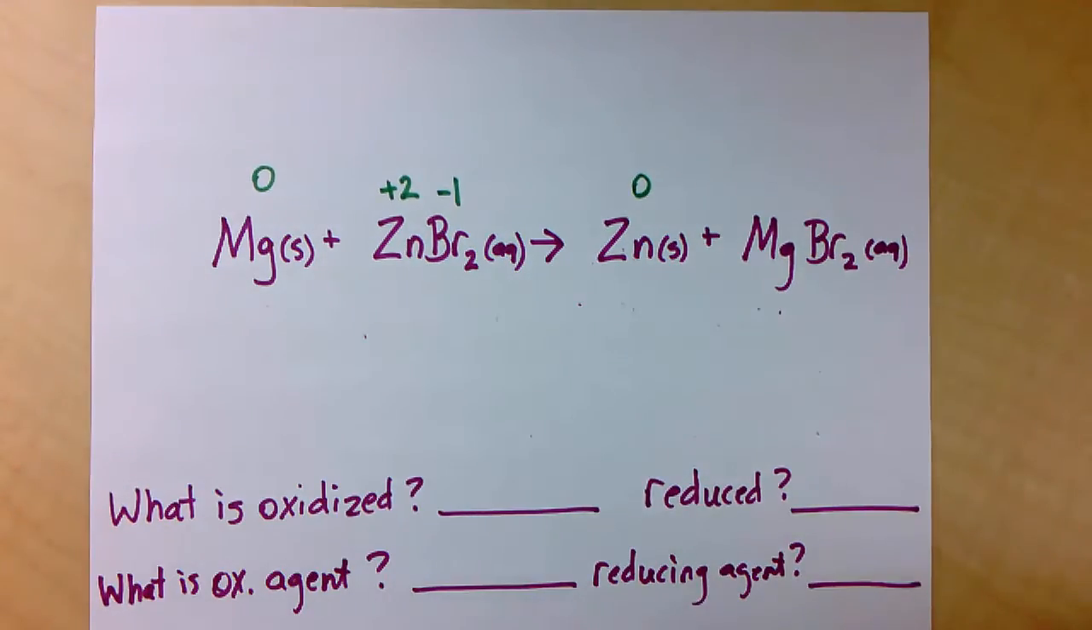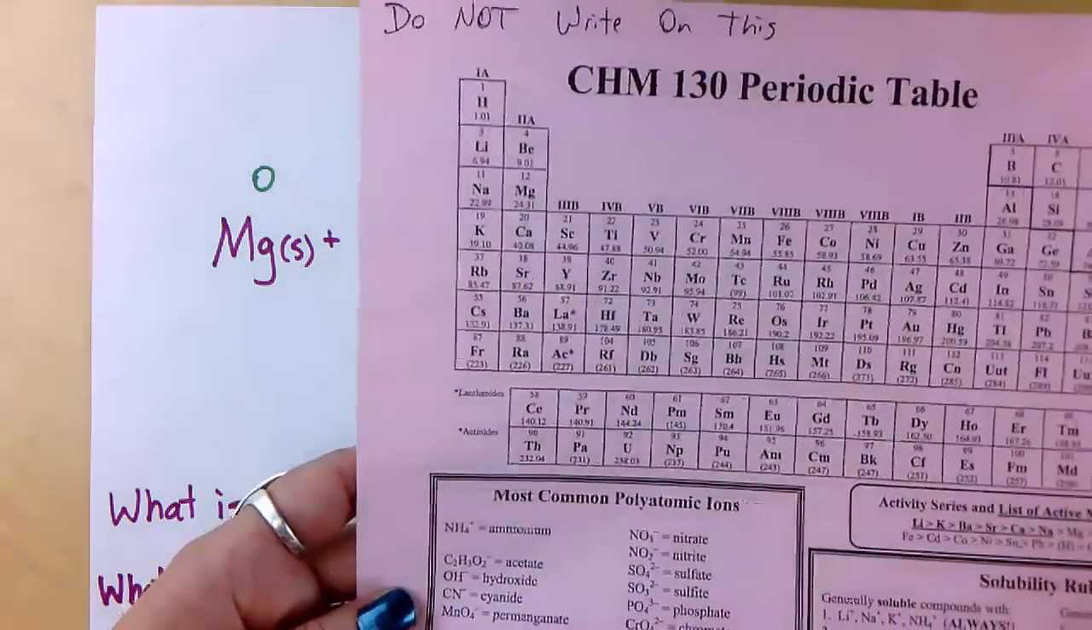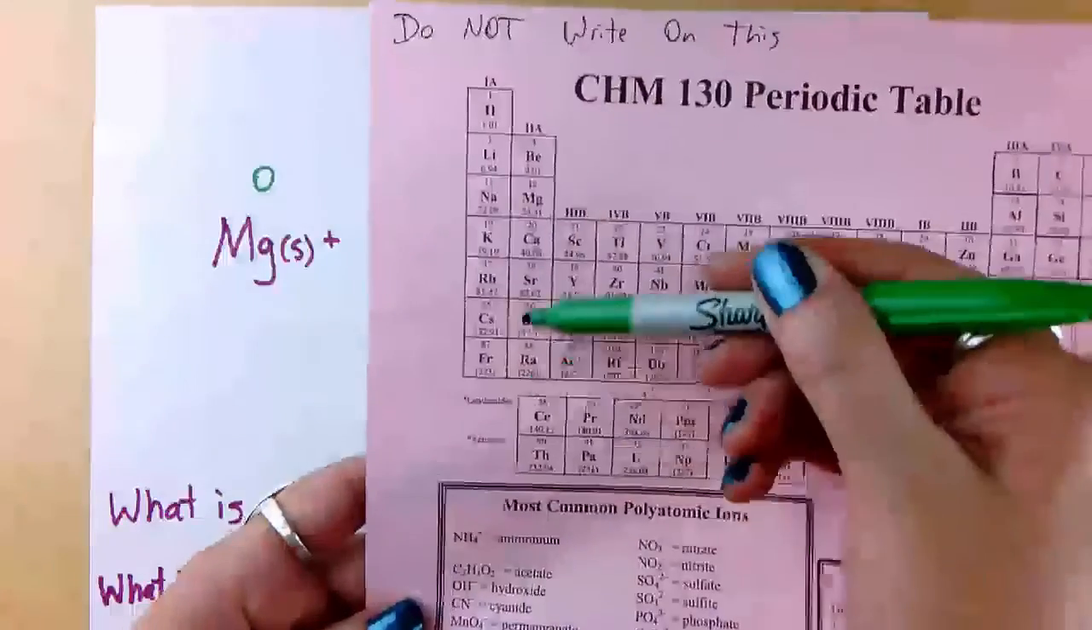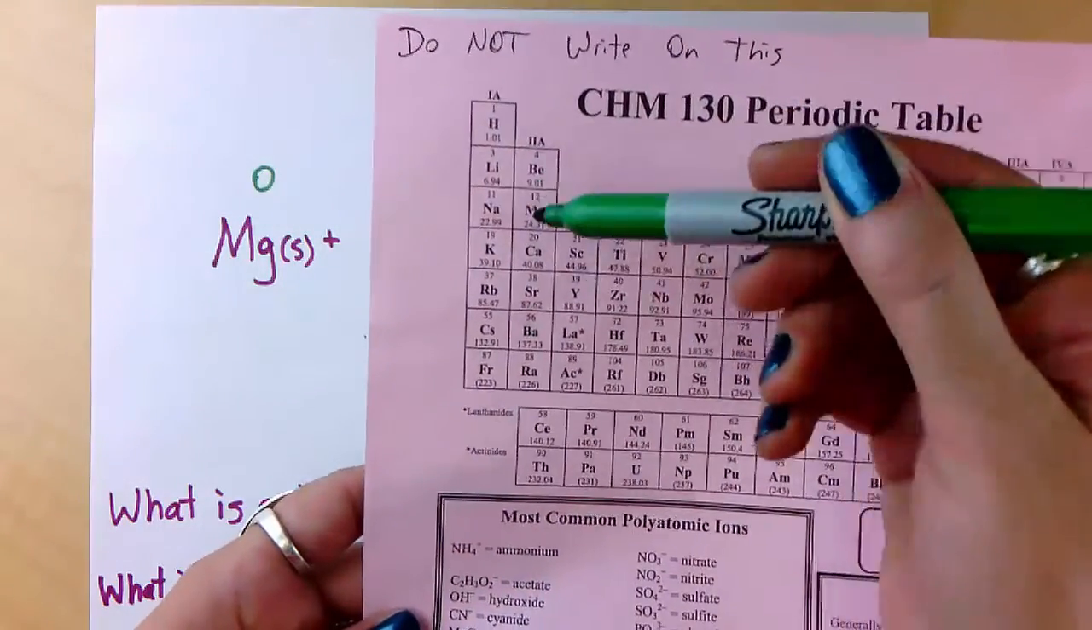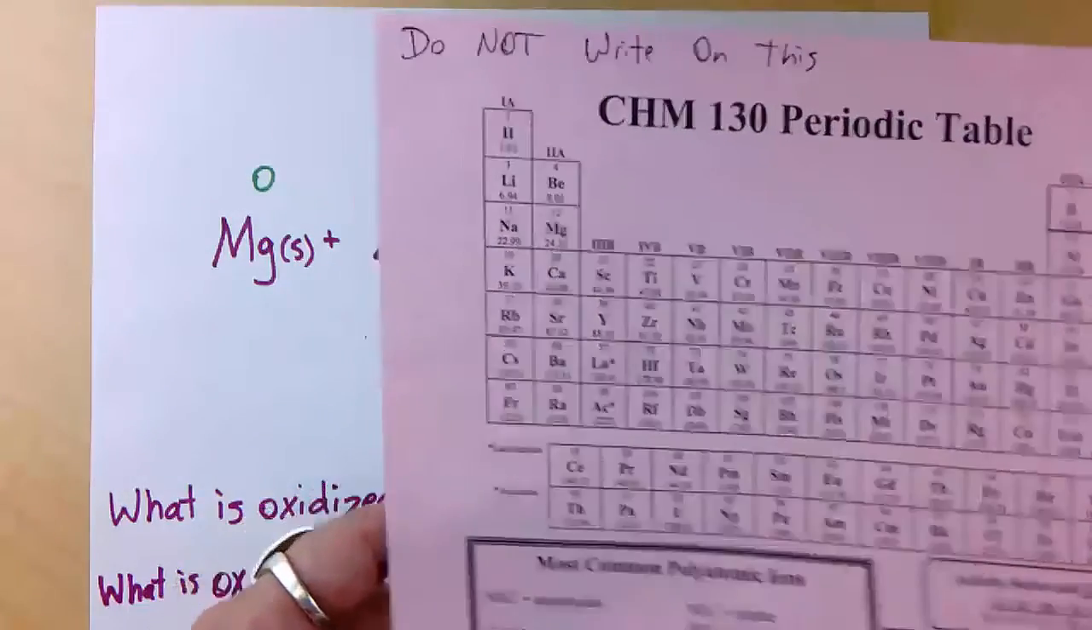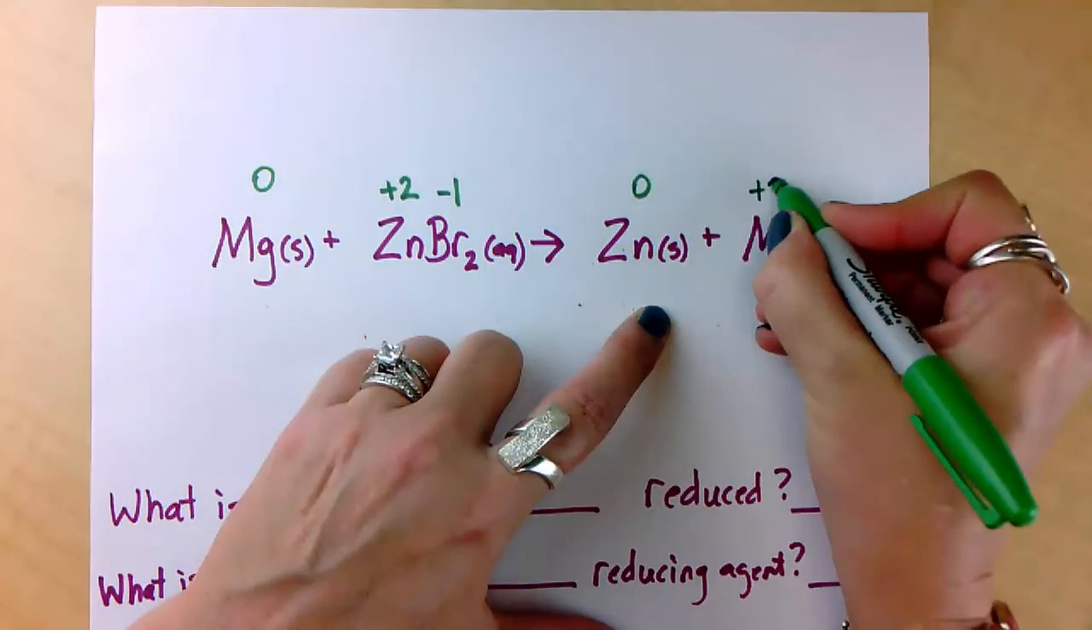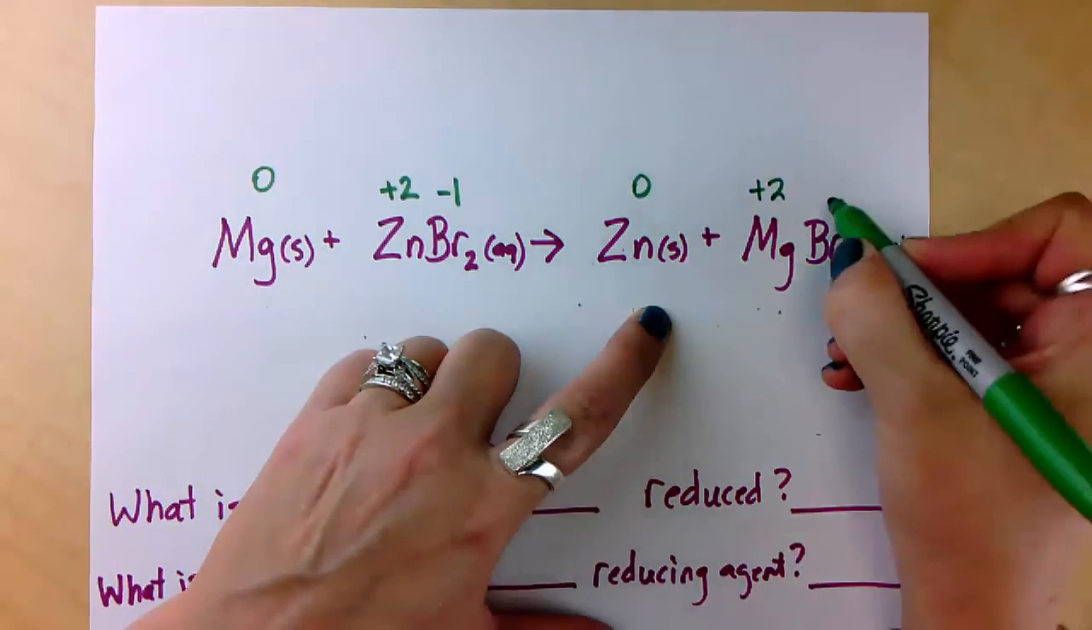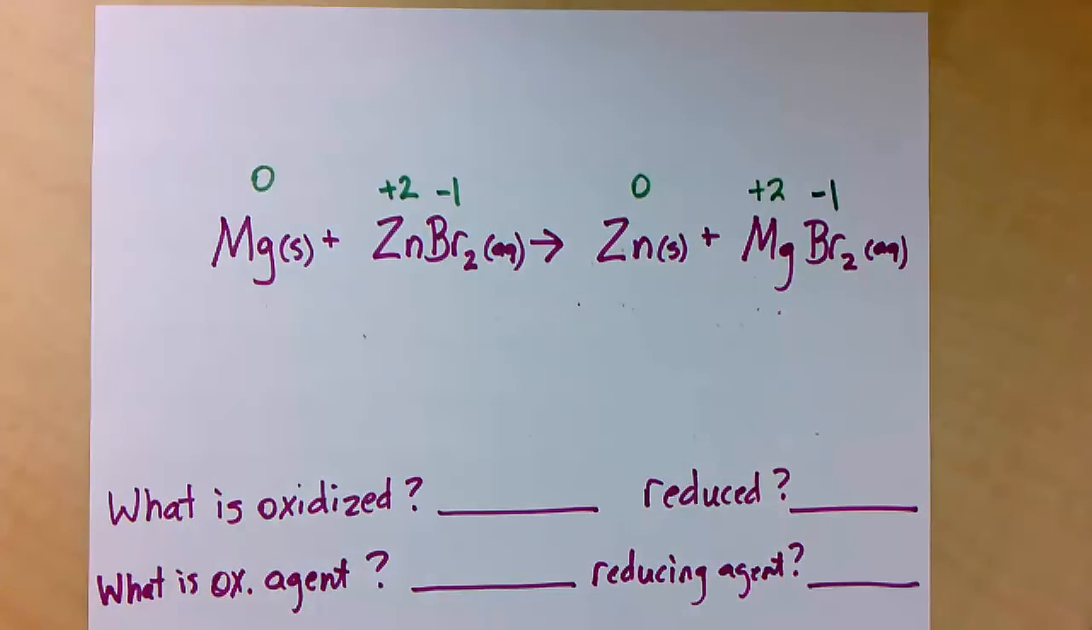And then we have magnesium bromide. Magnesium, where is it in the table? If you said alkaline earth metals, you are correct. Column 2. What's the charge of column 2? +2. And Br we've already looked up as a halogen. It is -1. So let's look at the metals and see if their charges went up or down.